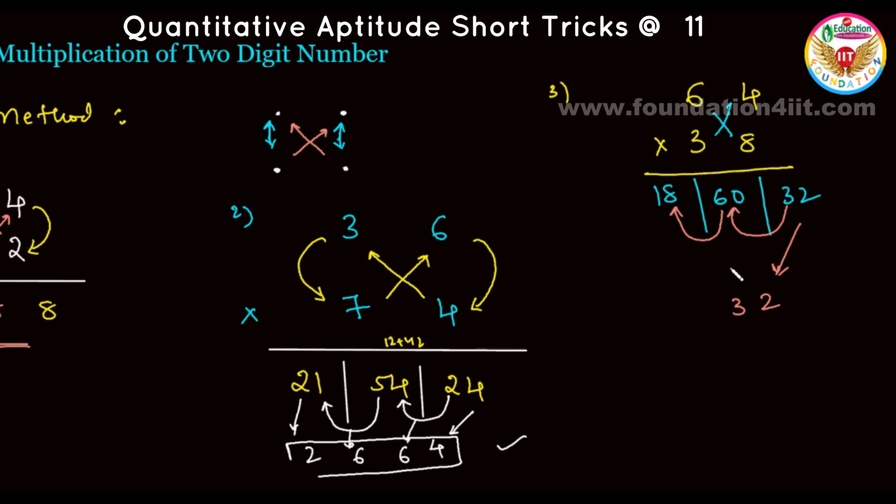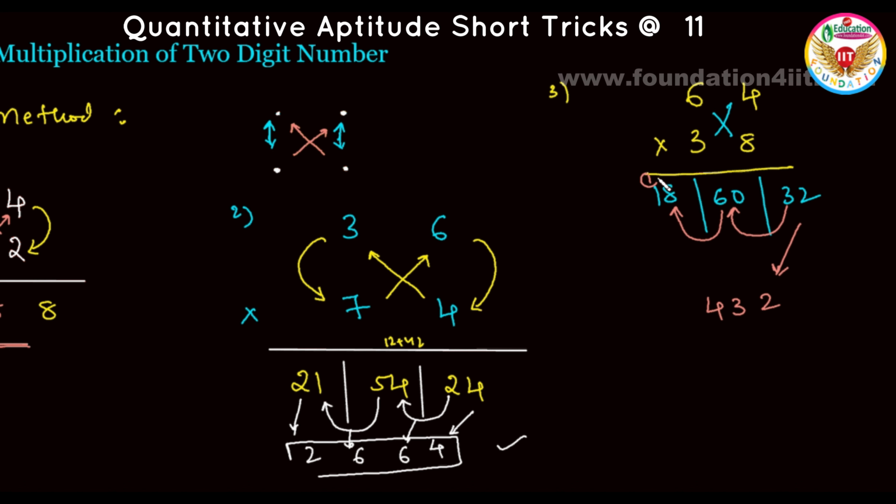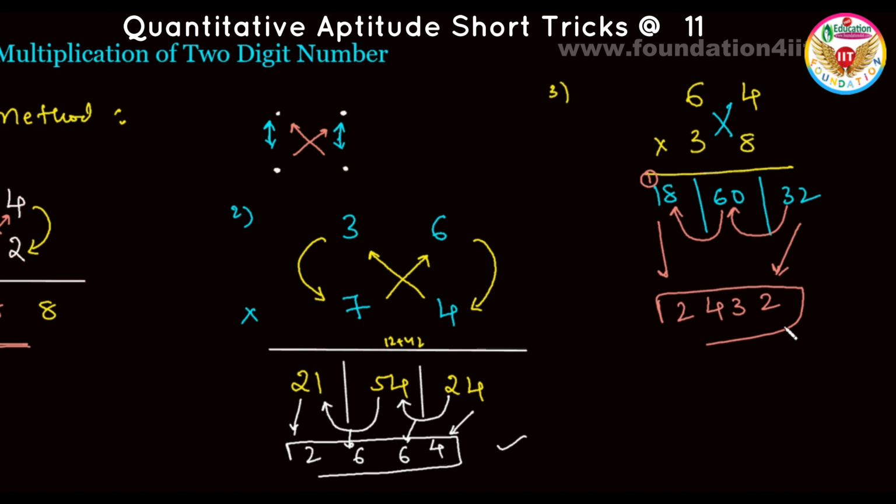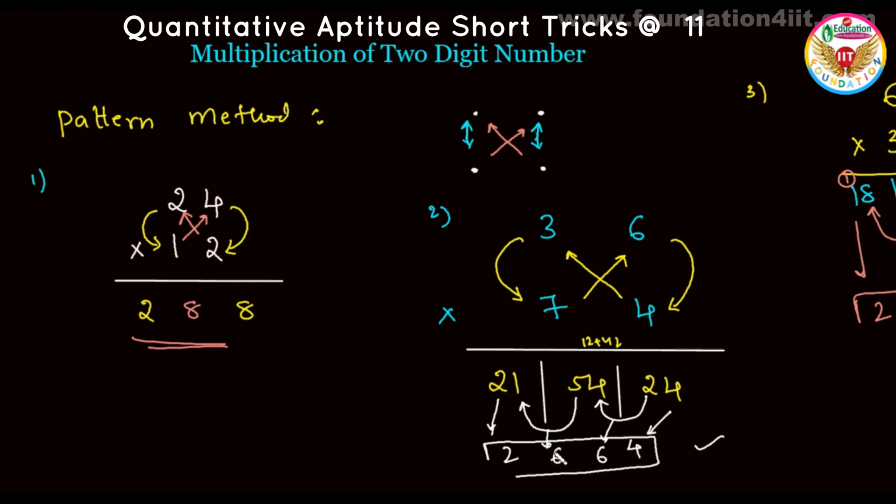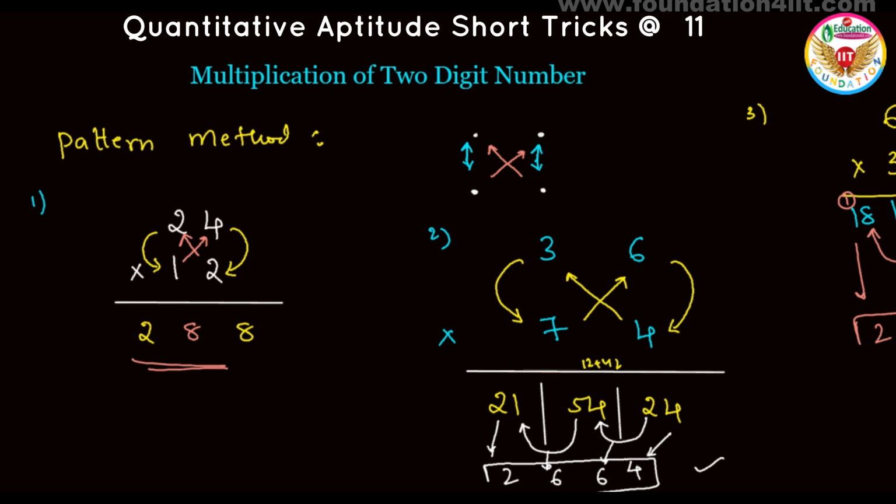6 plus 8, you can add, 14. 14 means 1 and 1 carry to this. Finally 1 plus 1 is 2. So 2432. This is the pattern method you can use to multiply any two-digit numbers in a simple way.